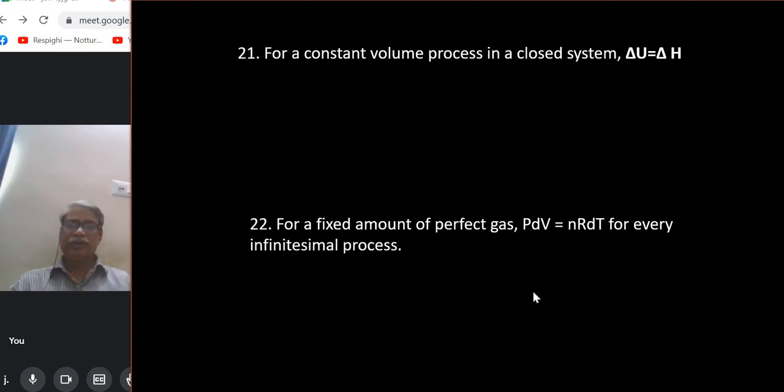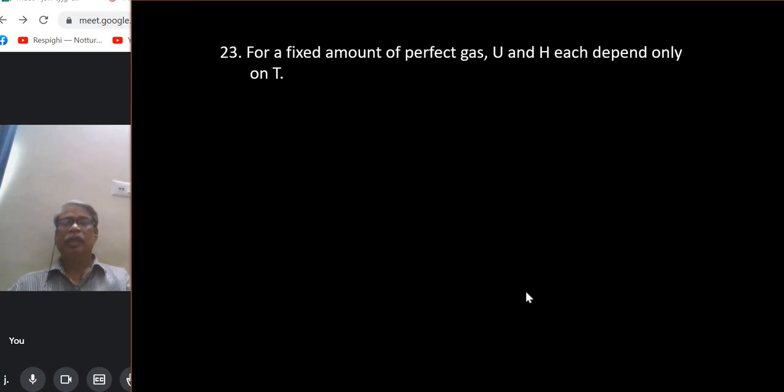Next question: for a fixed amount of perfect gas, PdV is nRdT for every infinitesimal process. So this 21 and 22, these two questions are very close. We'll see in the explanation part. For a fixed amount of perfect gas, U and H each depend only on T. So again, it reminds you of some important equation in thermodynamics. From that only you can give the answer.